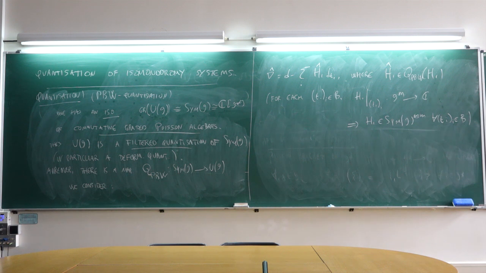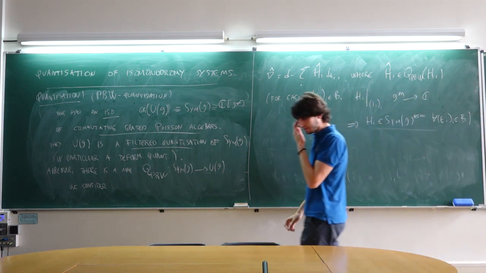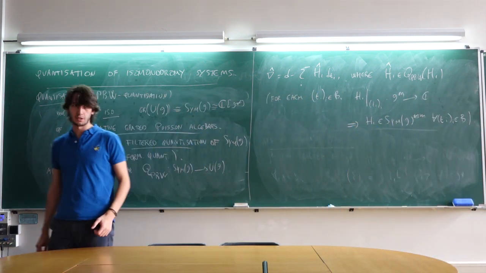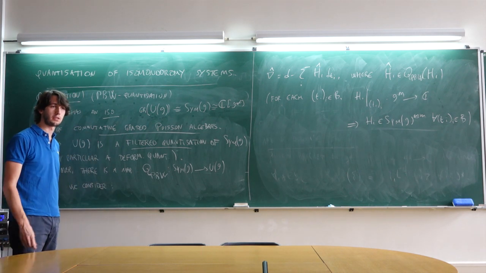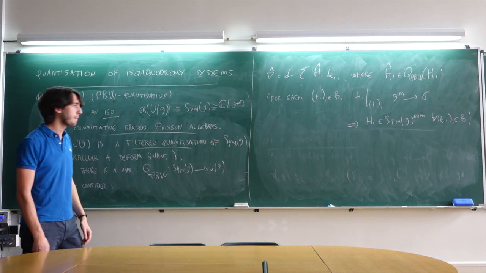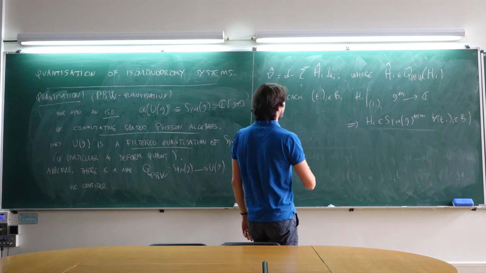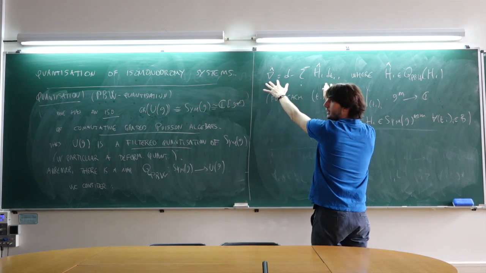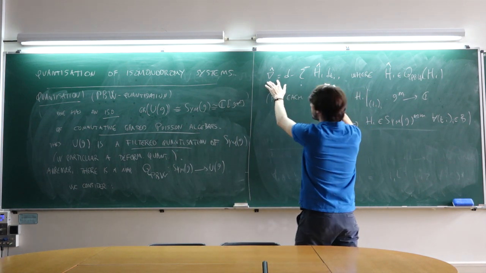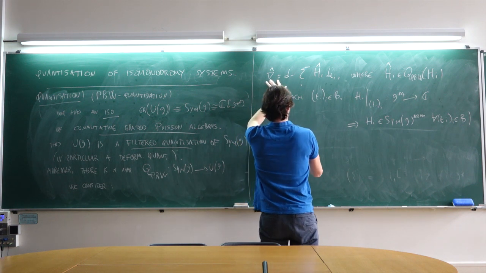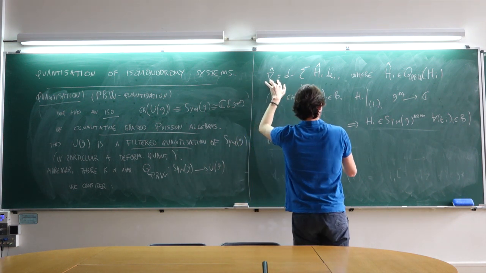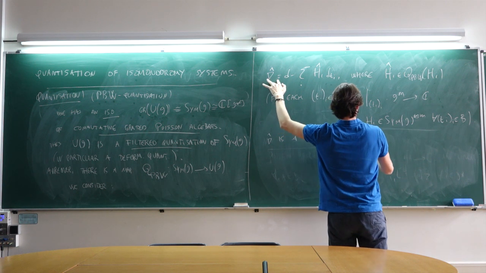And this is what I am quantizing, okay? So you fix one set of times, you have something in a symmetric algebra, you have this algebraic tool, you take the quantization. Okay. I write this connection, I have to tell you where this connection lives. So nabla hat is a connection on the vector bundle.